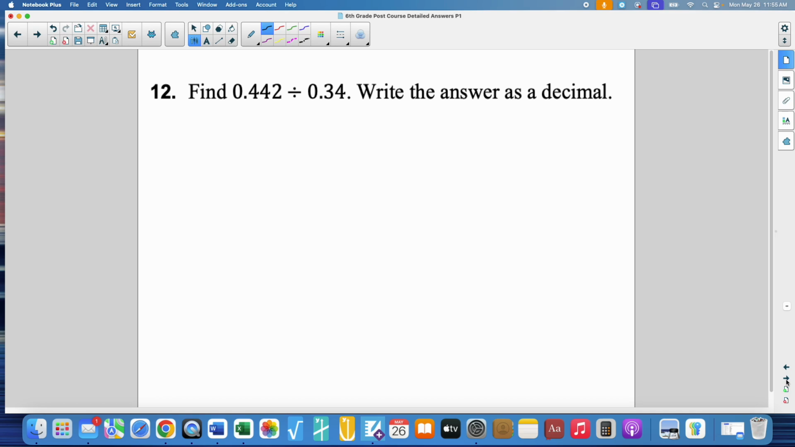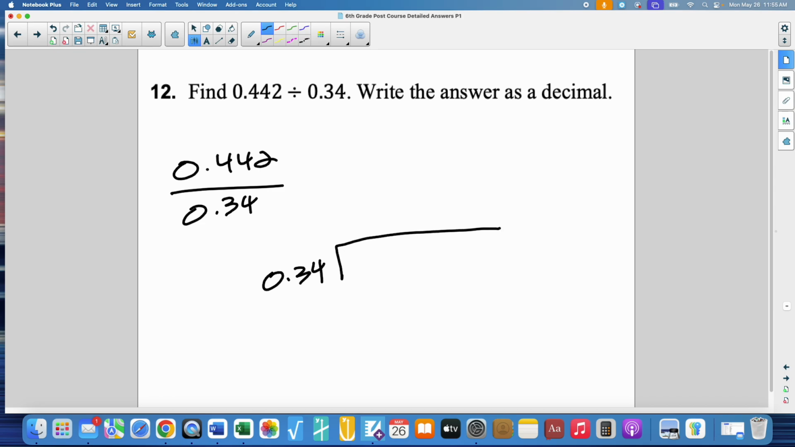Find 0.442 divided by 0.34. Write the answer as a decimal. Here we go again. So we have 0.442 over 0.34. There's a couple ways we can do this. So we have 0.34 dividing into 0.442. And we're going to write our answer as a decimal. So this time we are going to move through that problem. First step is this has to be a whole number. So we have to move that decimal point 2 places. Well, if we move it on the bottom, we have to move it on the top 2 places.